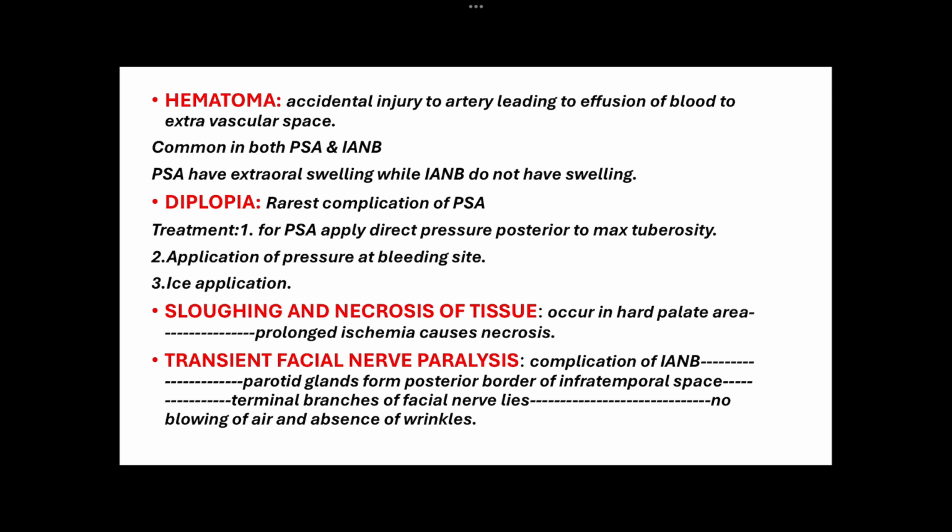Now we have transient facial nerve paralysis. It is a complication of inferior alveolar nerve block. The parotid gland lies from the posterior border of the infratemporal space, and terminal branches of the facial nerve lie in this area. So what will be the features? Symptoms: no blowing of air and absence of wrinkles. So this is transient facial nerve paralysis.